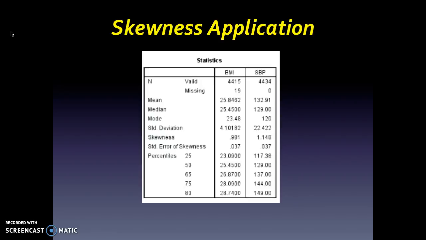If we apply the double SE principle to the systolic blood pressure group, we'll see that the double SE is calculated at 0.074. Since the skewness score of 1.148 exceeds 0.074, we can conclude that this distribution is skewed. 1.148 is a positive number, thus making the skew positive.